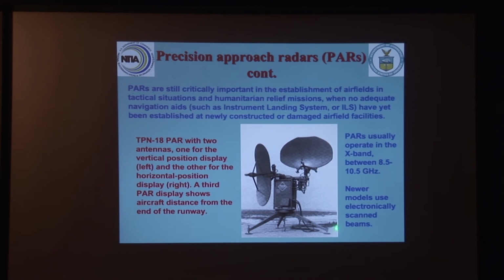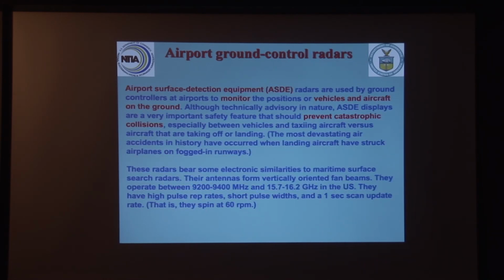Here's a picture of a PAR. And here you see two separate analog antennas. That's the one that looks vertically up and down. This is the one looking side to side. And operated at 8.5 to 10.5 gigahertz. These are still important types of radars to use in situations where you've got tactical military problems or humanitarian relief missions, where the infrastructure at an airfield for instrument landing system, for example, is either non-existent or has been destroyed. And they can fly these in and set them up pretty quickly. The newer ones don't have the analog antennas. They're all solid state, and they just steer the beam electronically. But it's the same principle.